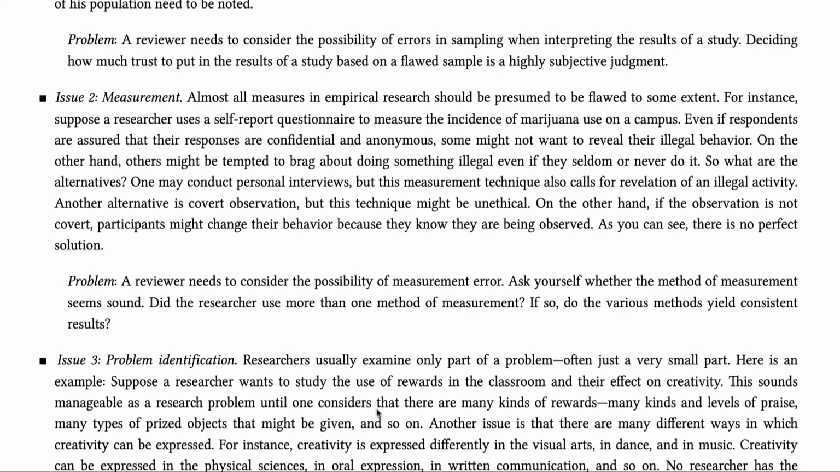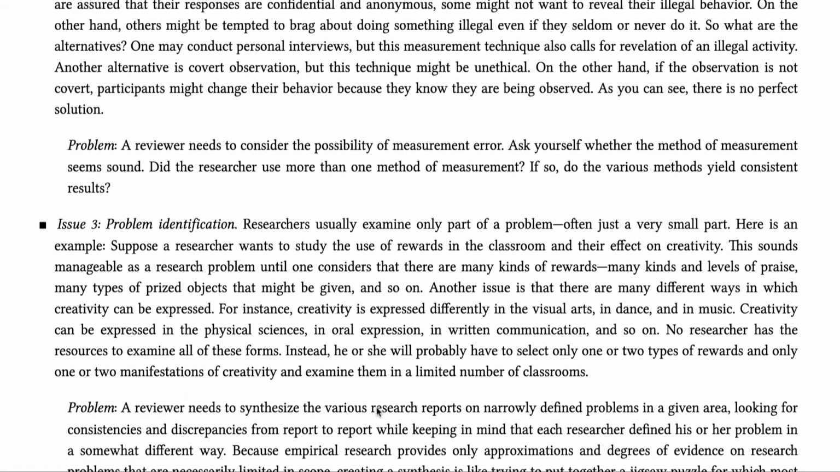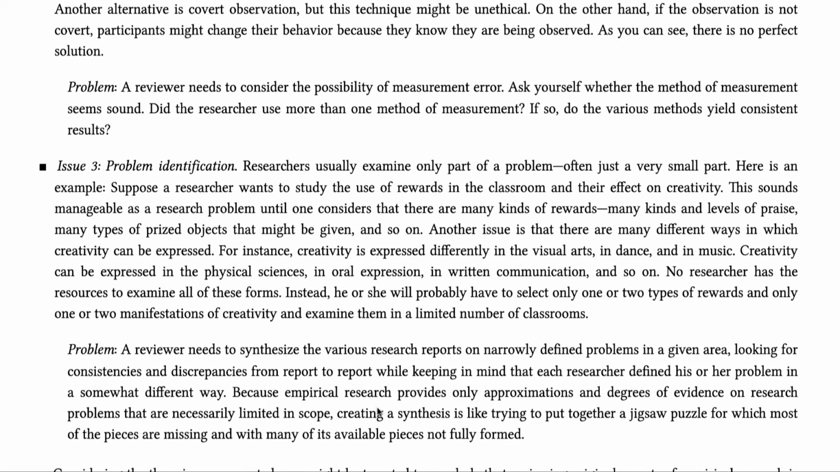Problem: a reviewer needs to consider the possibility of measurement error. Ask yourself whether the method of measurement seems sound. Did the researcher use more than one method of measurement? If so, do the various methods yield consistent results? Issue 3, problem identification.